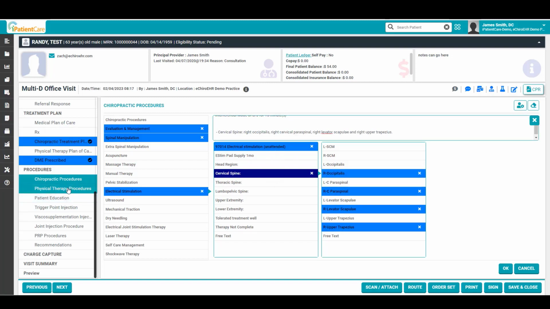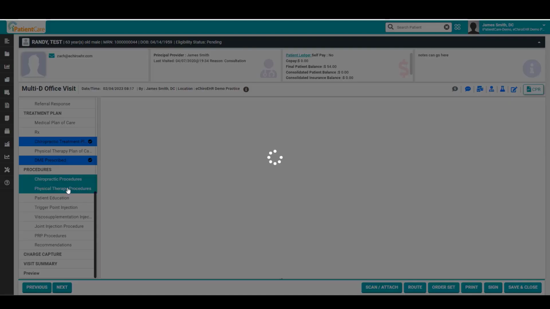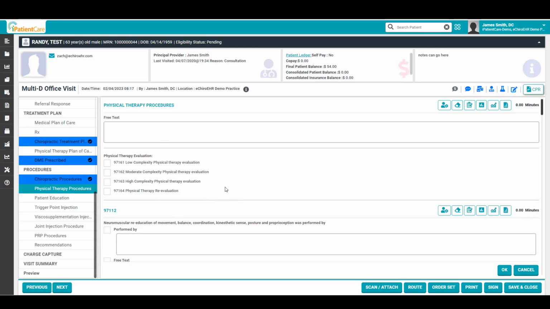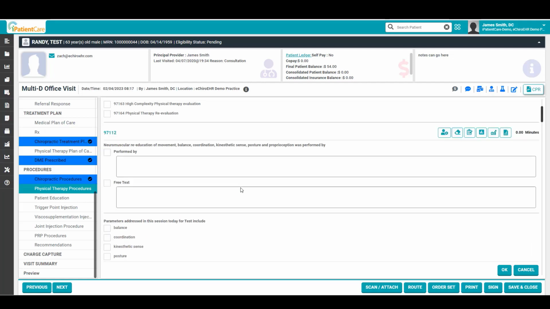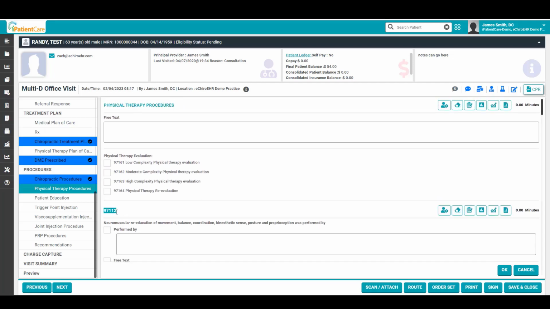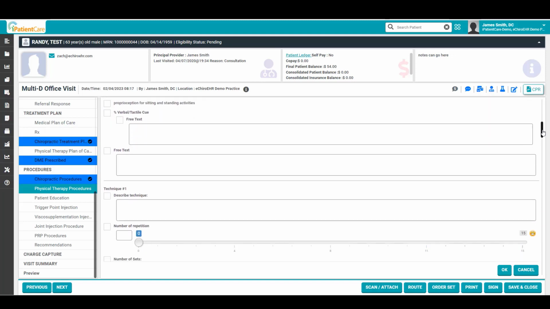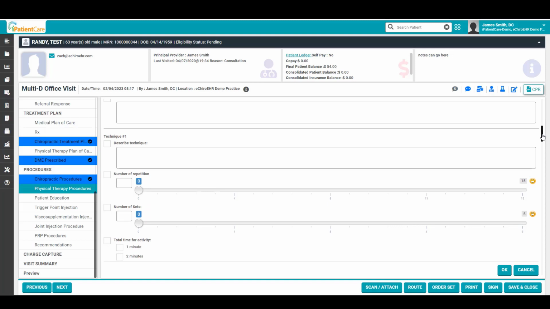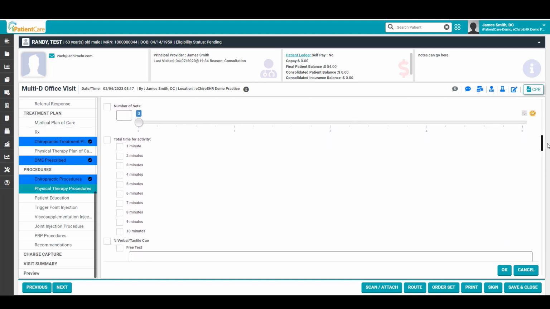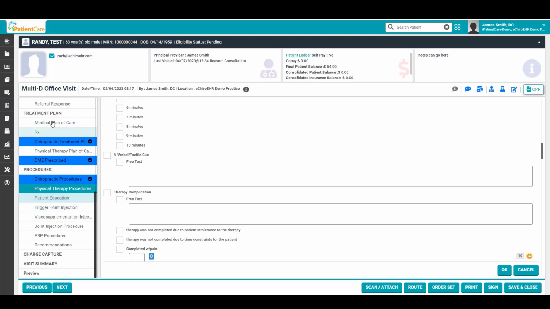And likewise, physical therapy procedures, depending on what was performed. This is laid out for the physical therapist to document their evaluation and to document specifically those therapeutic exercises or activities for the patient under the correct parameters and documentation requirements necessary for reimbursement. And as you can see under procedures in this multi-D office visit note, there are medical procedures such as trigger point injection, viscosupplementation, joint injection, PRP procedures, and the like.